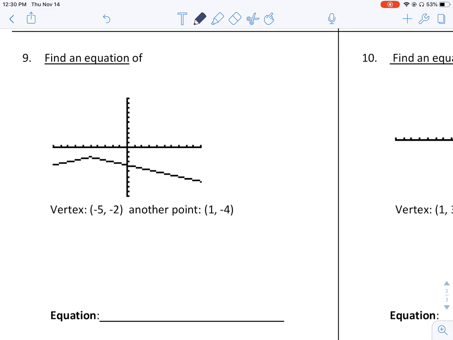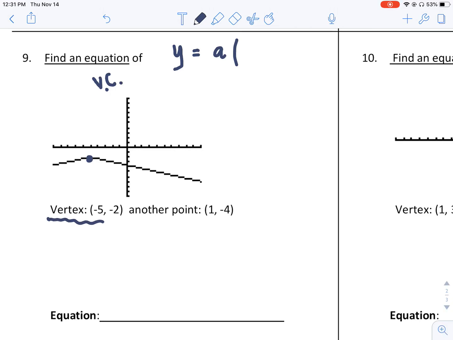Number 9 here, I think this was day 6. This one looks like an upside down one, doesn't it? So I'd expect a to be negative in this one. It also looks wide, so if I'm just thinking ahead, it looks like a vertical compression. When we build the equation, a vertical compression is going to have a fraction out in front of the parentheses. So we're going to put a variable there, a, and solve for that scale change factor.